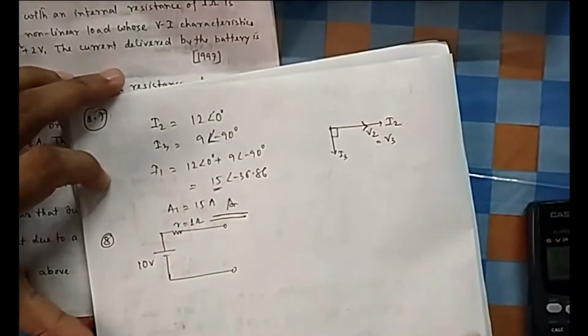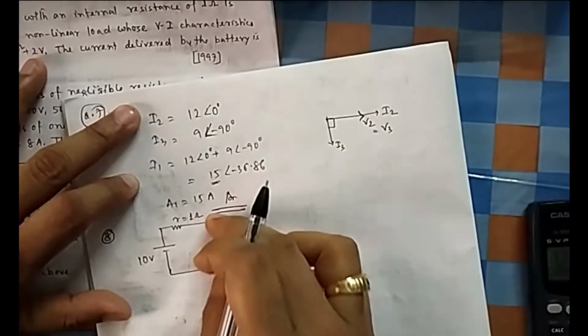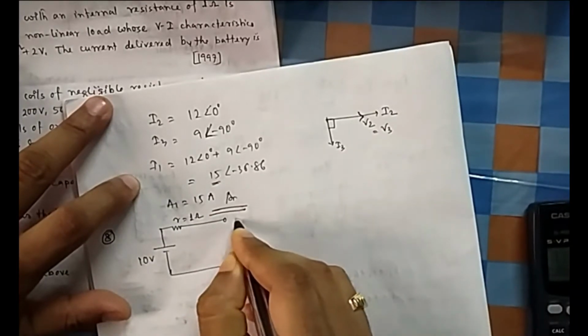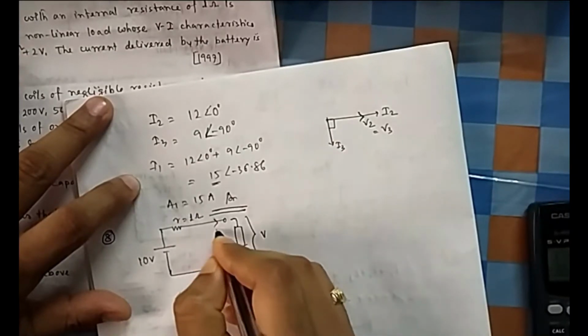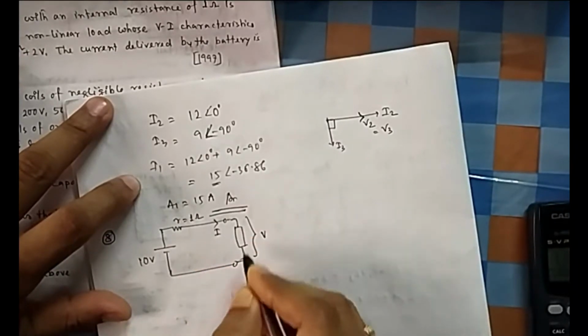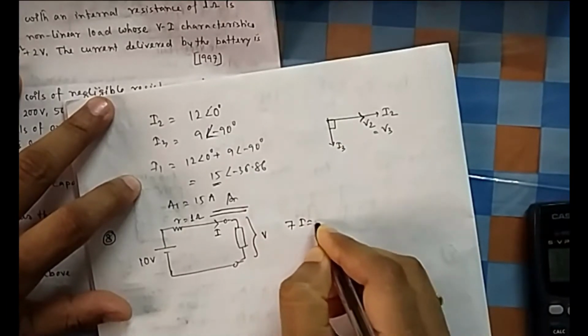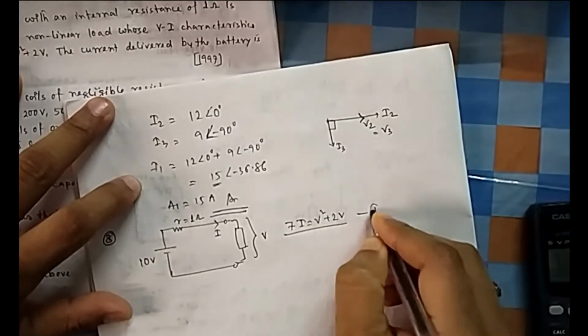So that's why here it is connected in series to represent that phenomenon, because you will be getting something less than that. Now somewhere a load is connected. What type of load, I don't know, but the voltage across it is V and the current through it is I, and there is a relation between these two: 7I equals V square plus 2. This is the relation between these two. Okay, this equation they have given.